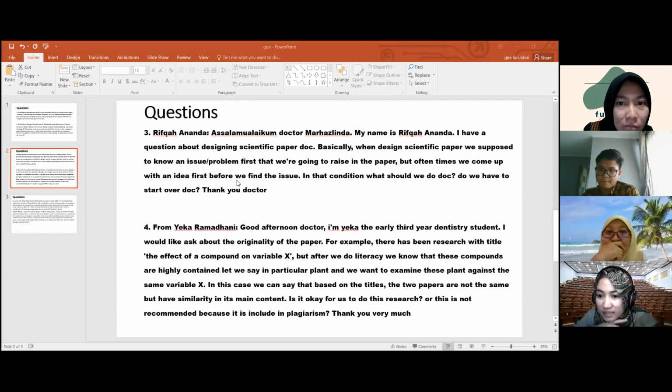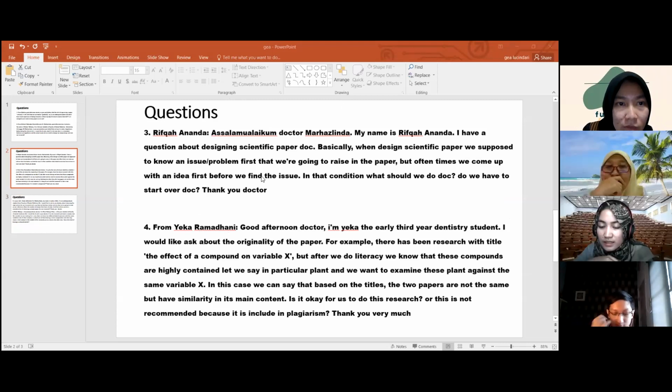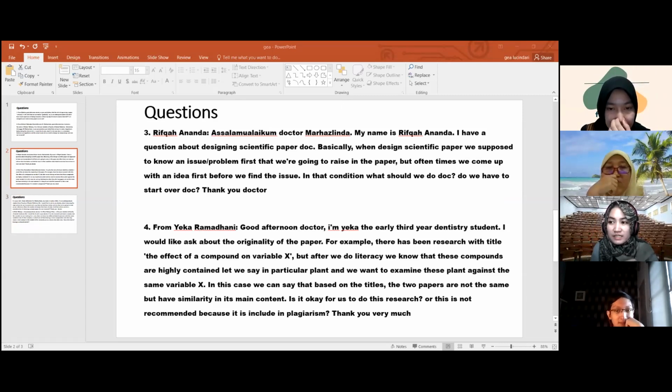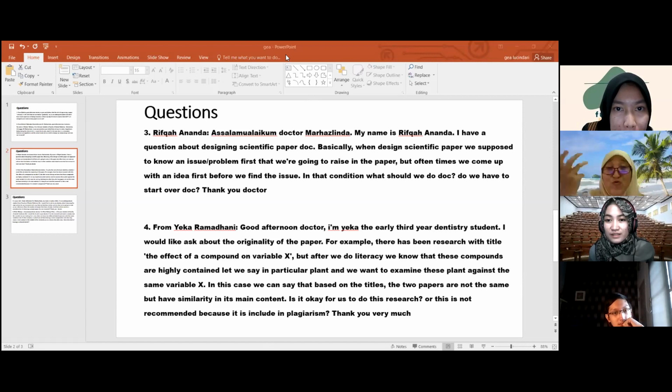Iya. Chat box, dokter. Kata Rifka, idea that I mean about innovation idea first, dokter, before a problem. Jadi sepertinya dia punya sebuah ide terlebih dahulu, kemudian dia baru menemukan pokok masalahnya yang lain seperti itu, dokter. Sudah ada idea buat research baru jumpa masalah. Iya, betul kan? Benar seperti itu ya, Rifka ya?